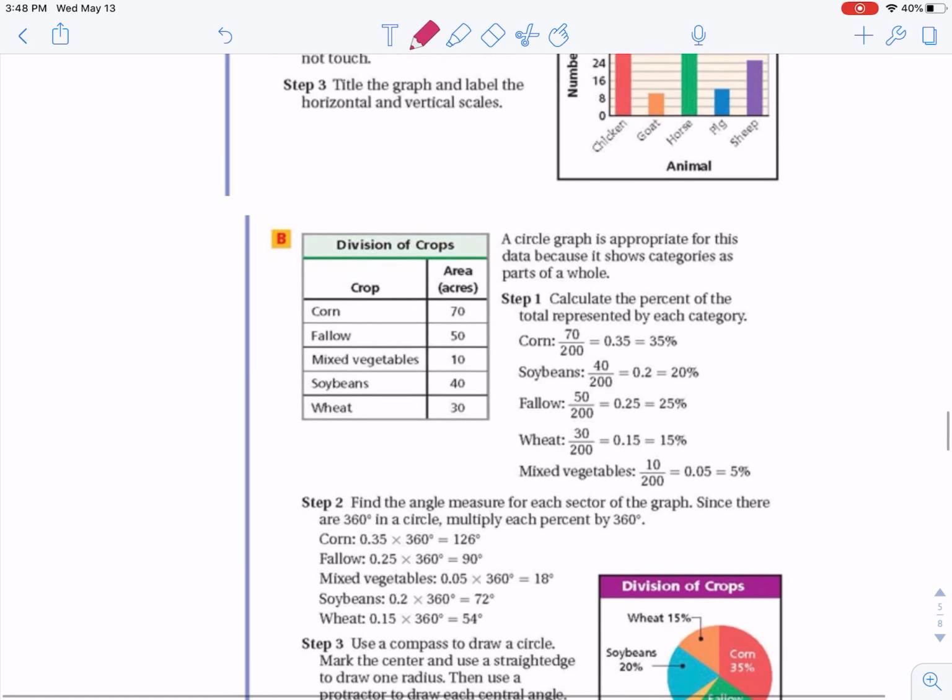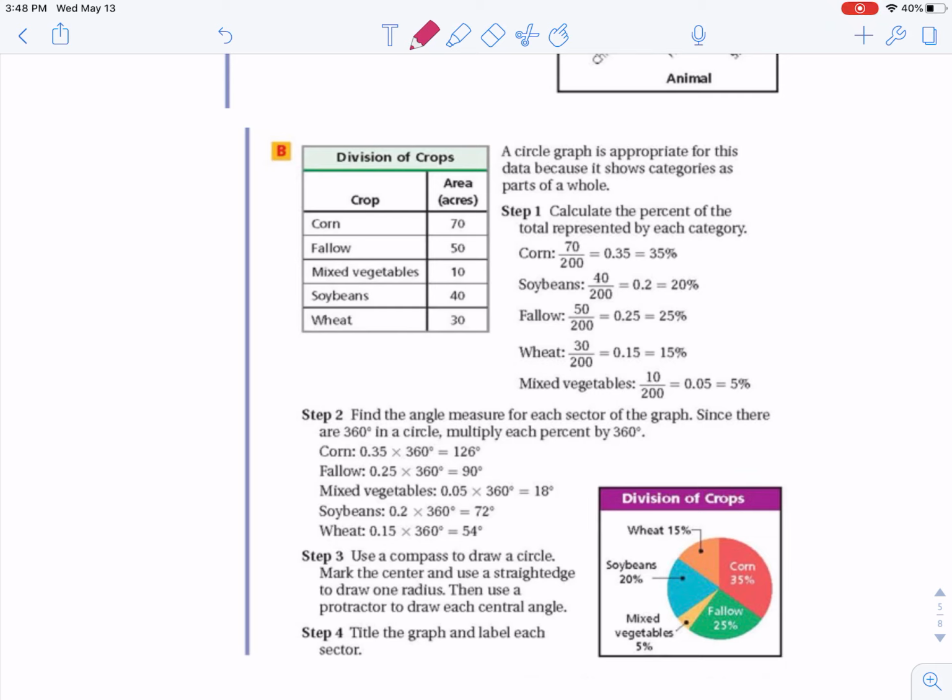Okay, the second example here, we do have it presenting as a circle graph. Now, division of crops. The reason is because you have one farm, and it's how it's distributed between the different types of vegetables that are grown on this particular farm. So the categories are showing parts of a whole. Each one of these is a part of the farm, okay? 25% is fallow. I don't even know what fallow is. Corn, 15% is wheat, 20% soybeans, and 5% is mixed vegetables.